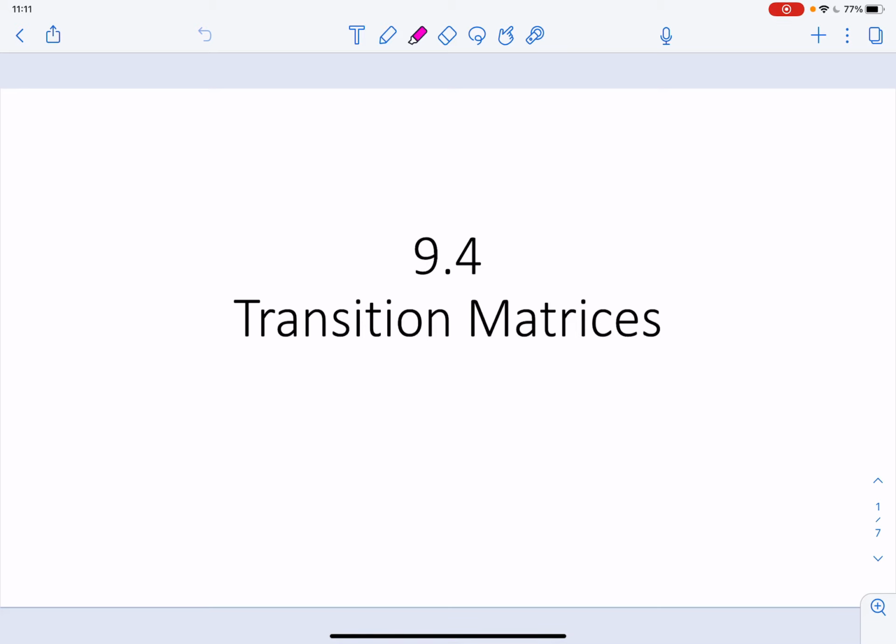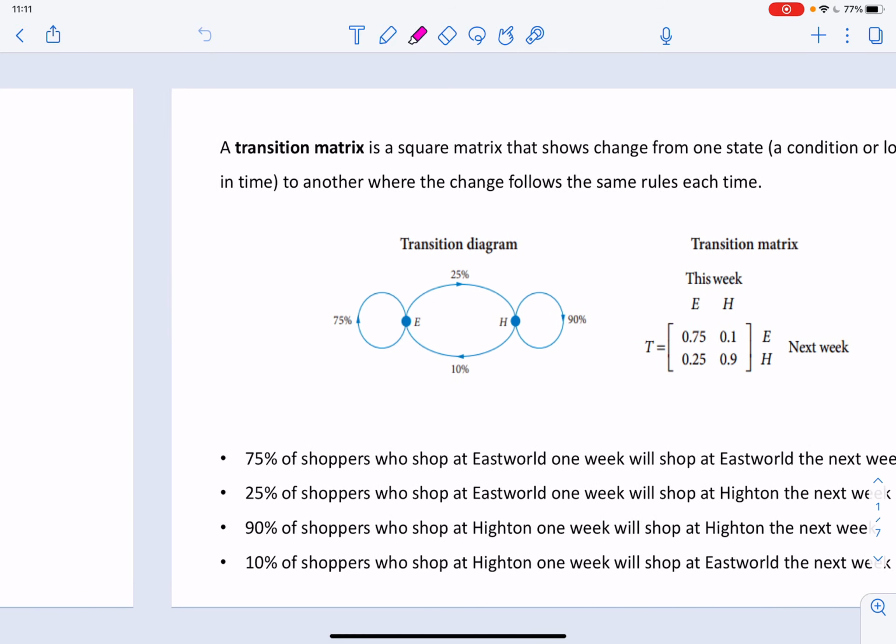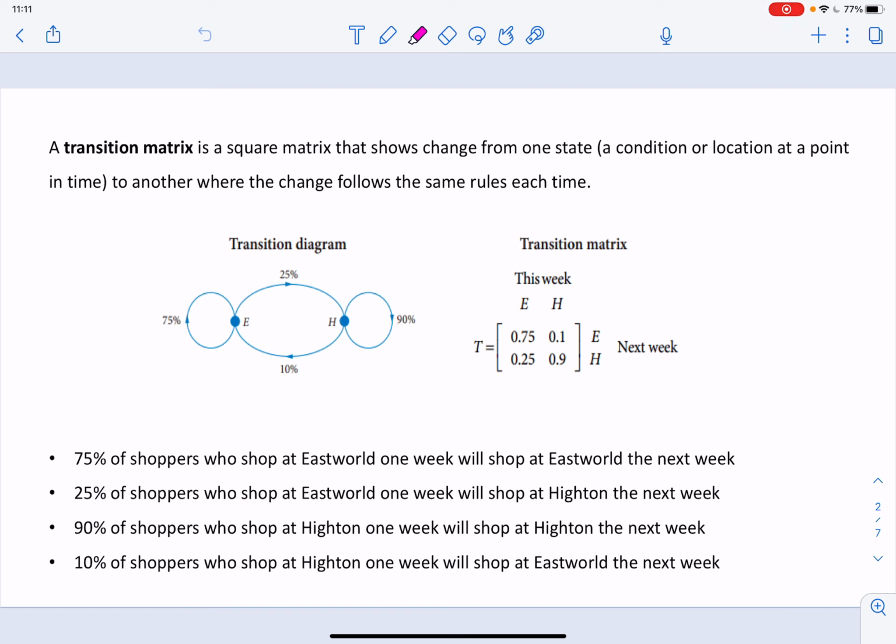9.4 Transition Matrices. A transition matrix is a square matrix that shows change from one state, a conditional location at a point in time, to another, where the change follows the same rules each time.